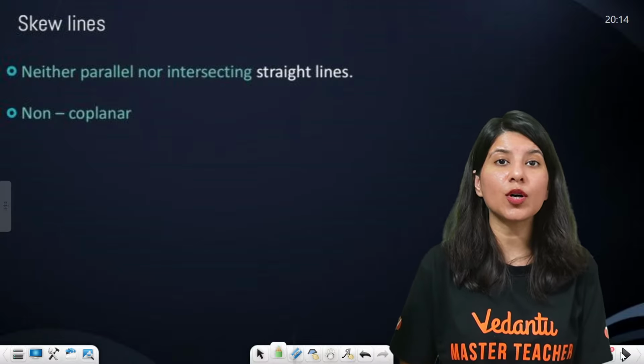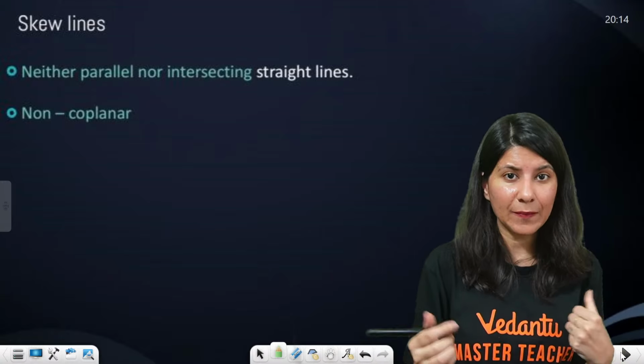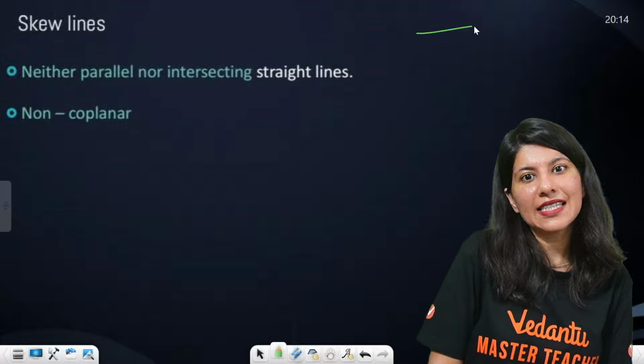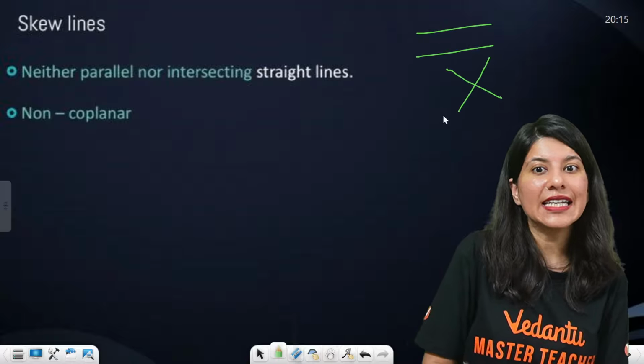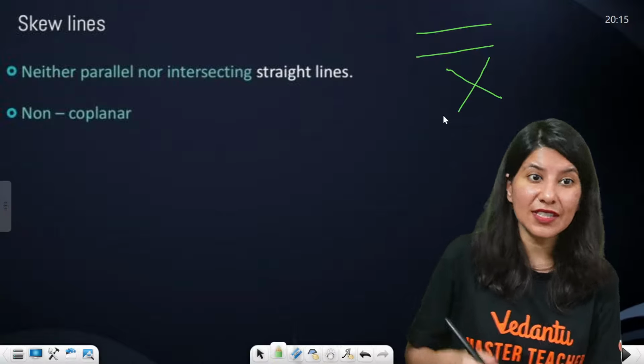Yes. Now let's talk about skew lines. What are skew lines? Usually what we think is that lines are parallel or lines are intersecting. But there is a third category of line. Now this is very, very important.